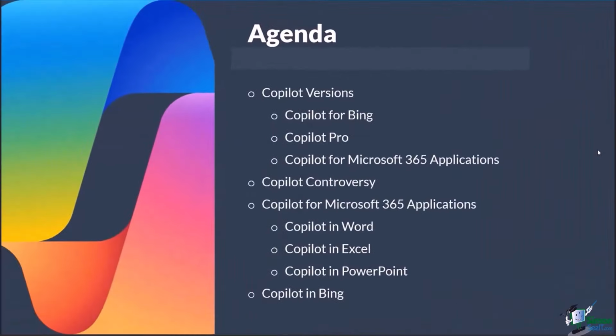We're going to start out by taking a look at Copilot versions because I don't know why Microsoft do this to us all the time. There's always multiple versions of the same thing, and Copilot is no different. There are currently 3 different versions: Copilot for Bing, or Copilot, as some people just call it. There is Copilot Pro, and then we have Copilot for Microsoft 365 applications. And it's the latter that we're going to be focusing on today.